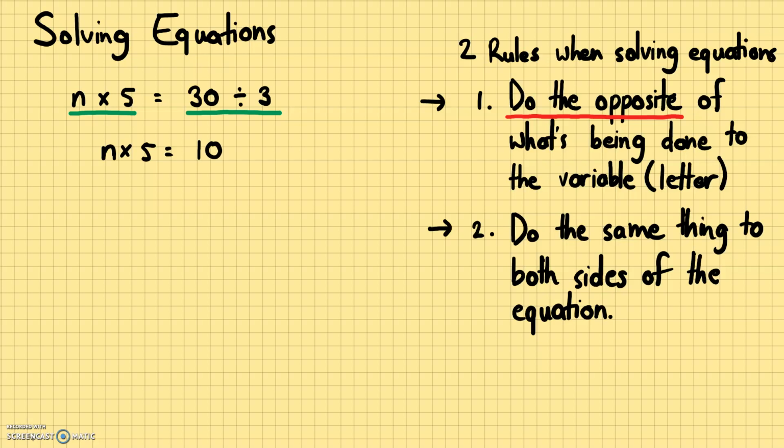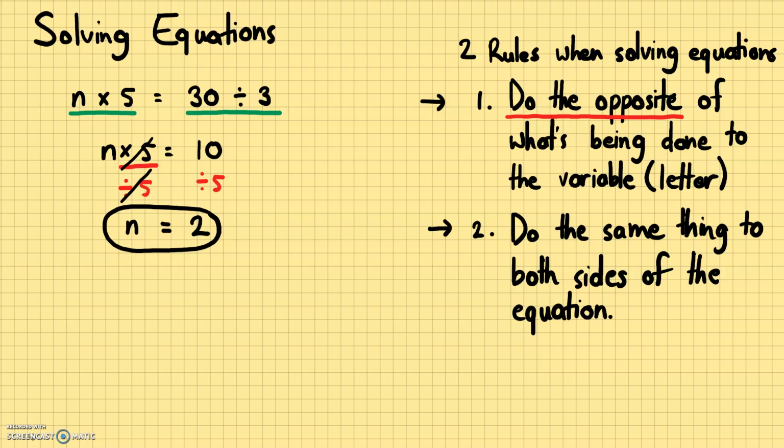Okay, so now let's start solving for n using our two rules. The first thing is to do the opposite of what's being done to the variable. So to the variable, we are multiplying by 5. What is the opposite of multiplying by 5? The opposite of multiplication is division. So we have to divide by 5. And for our second rule, we have to do the same thing to this side. Divide by 5. Then this side will cancel, so we're just left with n. On this side, we have 10 divided by 5, which is 2. So we get n equals 2.